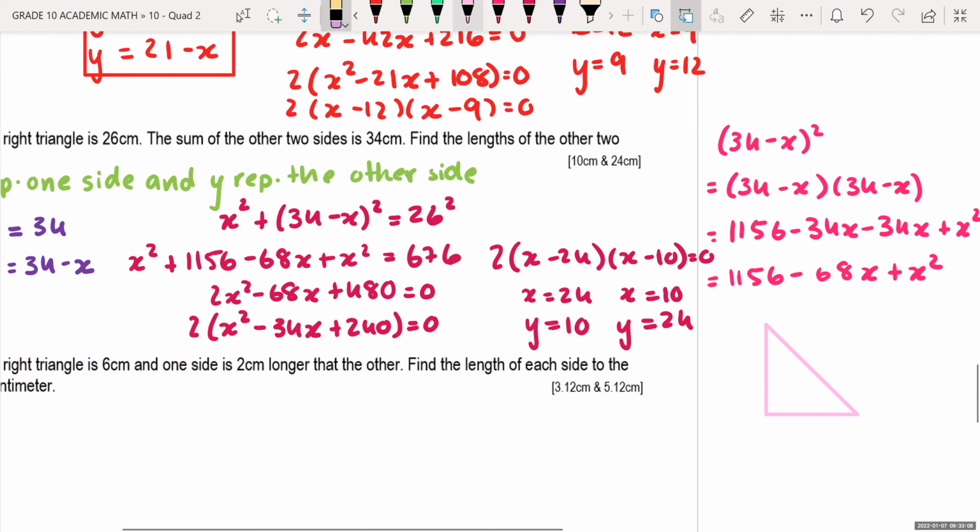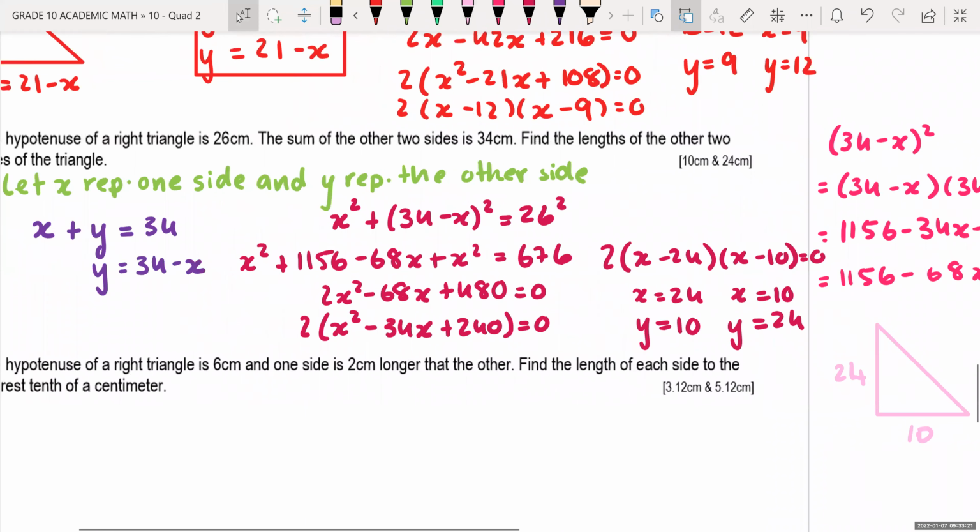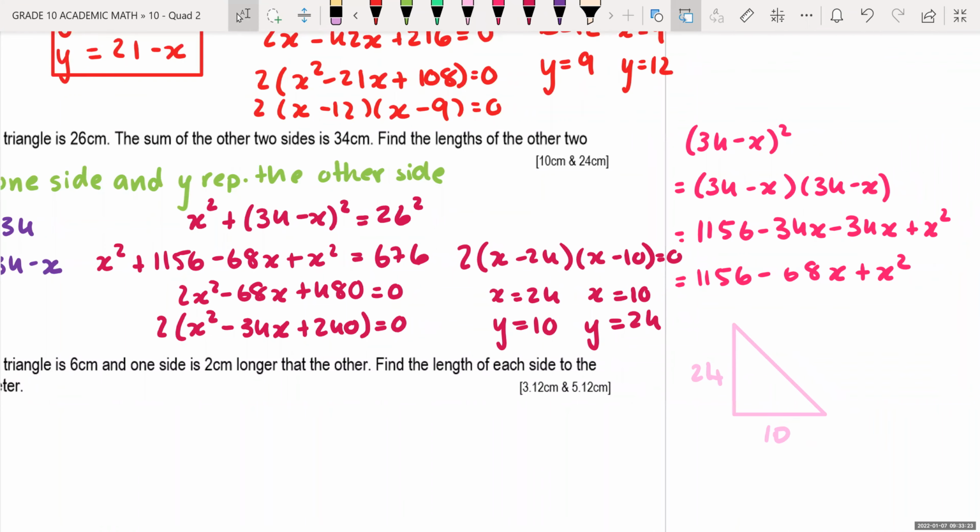Okay, so it doesn't matter which solution you pick. Let's say one of the side lengths is 24, the other one is 10, and the hypotenuse ends up being, what was it? 26, right?